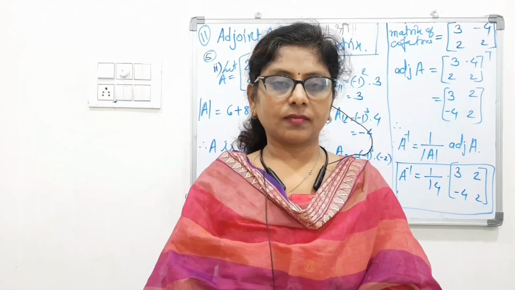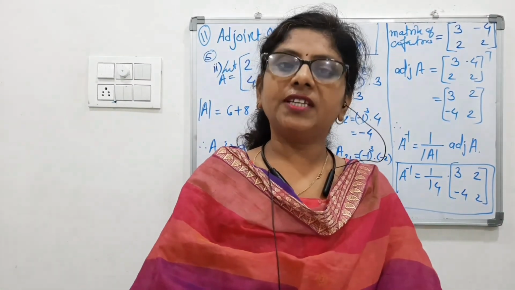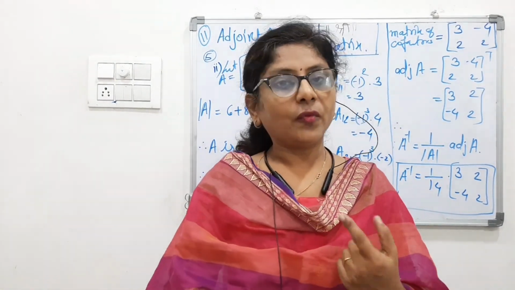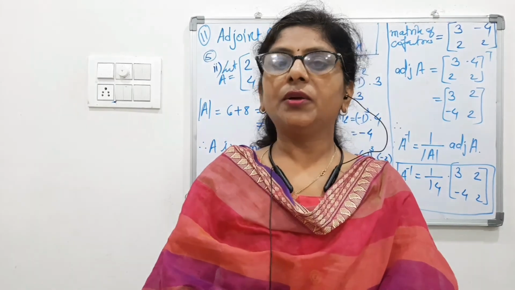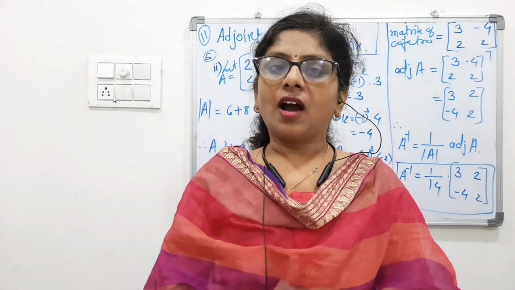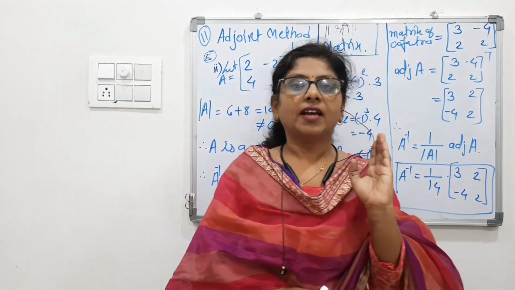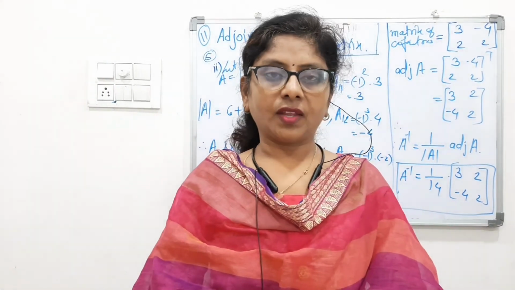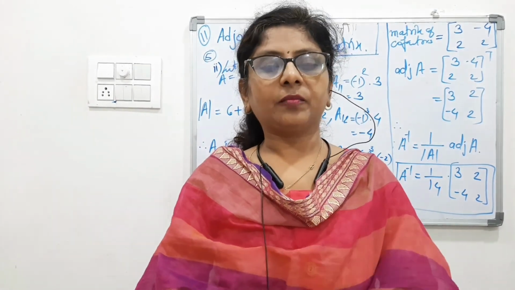Okay. Now here we have finished all the examples of exercise 2.2 of matrix of order 2 by 2. Okay. So in next lecture we will see how to find the cofactors, adjoint of matrix and inverse of matrix 3 by 3. Okay. Till then, goodbye.